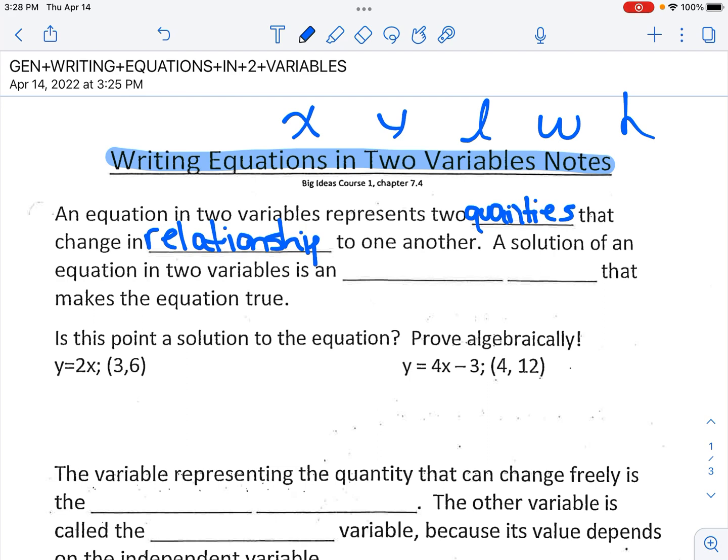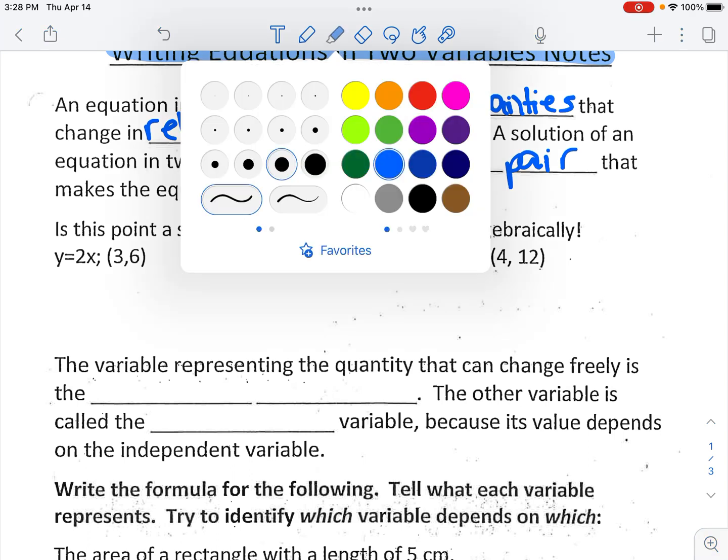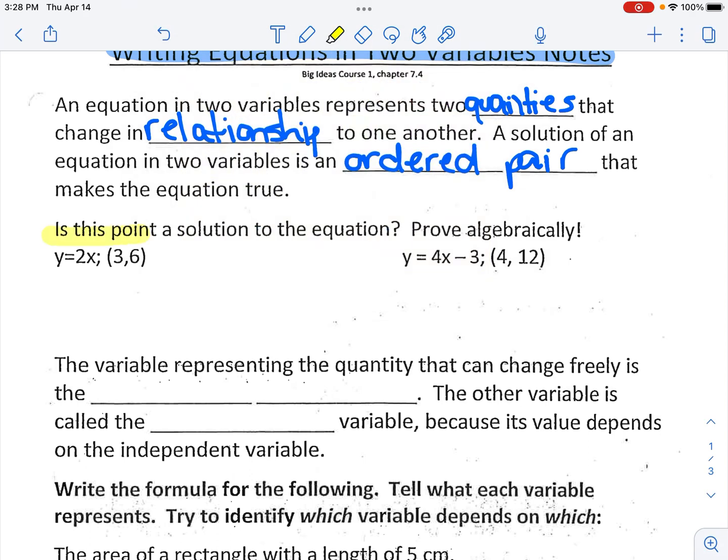A solution of an equation in two variables is an ordered pair. So that term should sound familiar from our graphing unit. Ordered pair that makes the equation true. All right, so let's take a look at this question. Is this point a solution to the equation? And then it says prove algebraically. All right, so we are going to focus on this information right here.